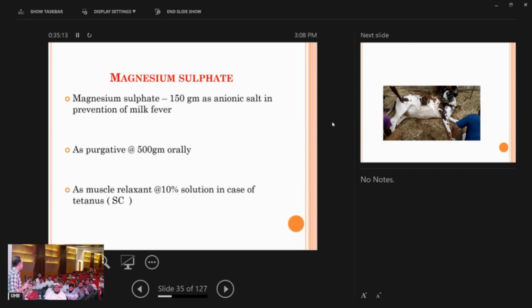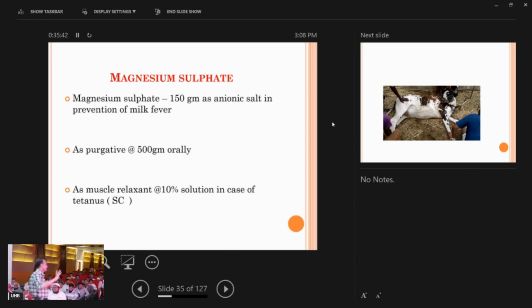Magnesium sulfate is very commonly available in all your practice, hospital or any pharmaceutical preparations. Magnesium sulfate is available as a 500 gram pack and it is used as an anionic salt. I already told you ammonium chloride is also an anionic salt. Magnesium sulfate is also an anionic salt, which is cheaply available. You can use 150 gram daily for 21 days to prevent the occurrence of milk fever.